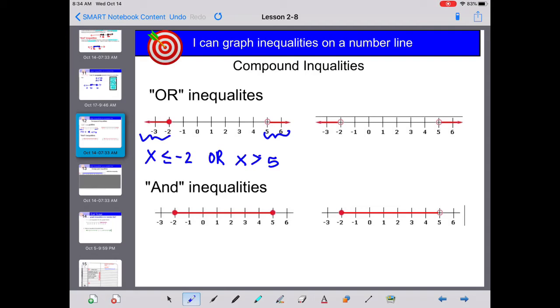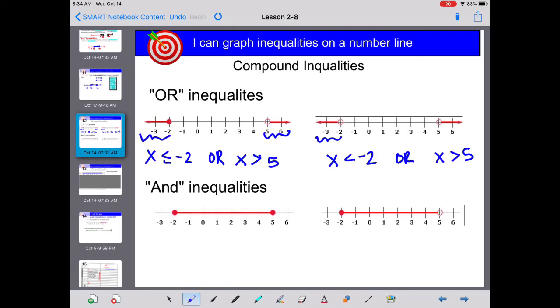Let's try the next one. I'm going to focus on the first inequality. X is less than -2. X is greater than 5. And it's an OR inequality, so I write OR.